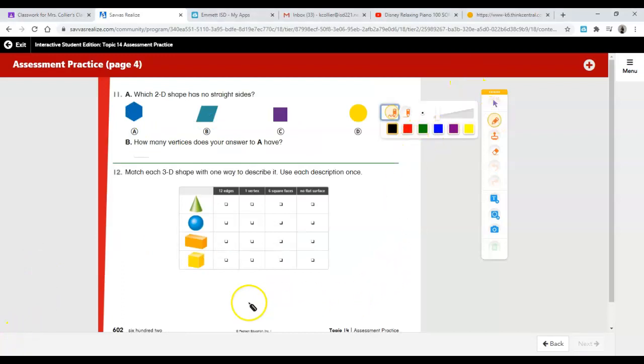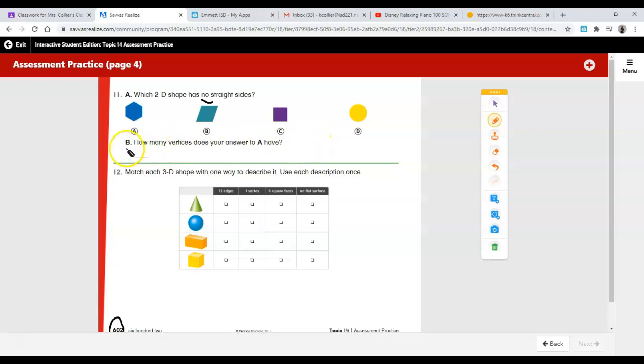And the last page, page 602 in your workbook. It's the last page of our practice assessment. Number 11 says, which 2D shape has no straight sides? Out of these 4 shapes down here, which shape has no straight sides? So it wants you to fill in that answer choice for which one has no straight sides.